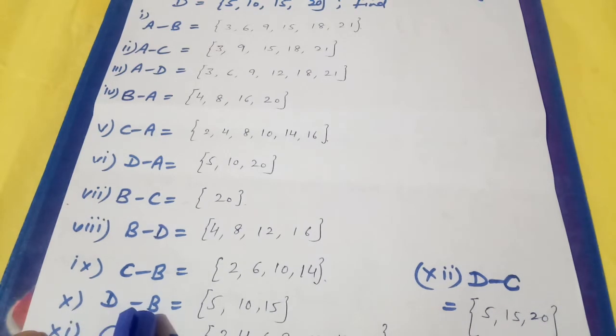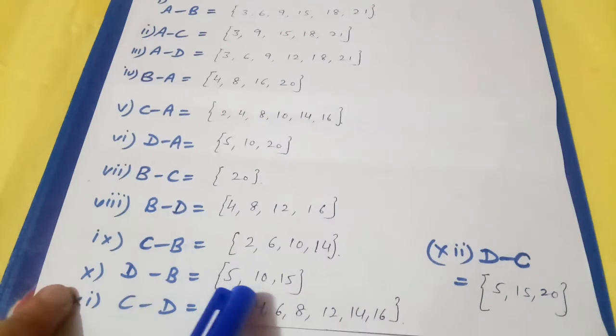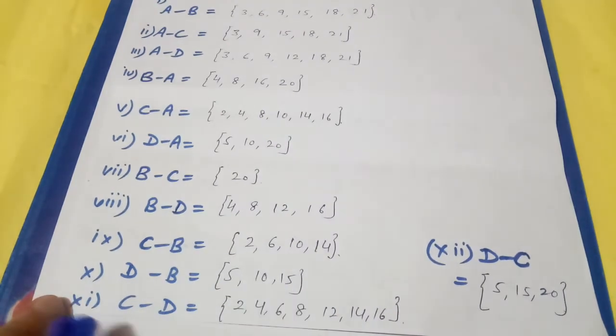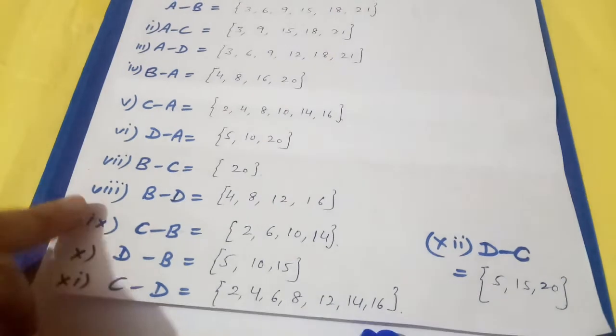D minus B, it contains the elements of D set but not the elements of B set. That is equal to 5, 10, 15. In the 11th part, C minus D. This set contains the elements of C set but not the elements of D set. That is equal to 2, 4, 6, 8, 12, 14, 16.